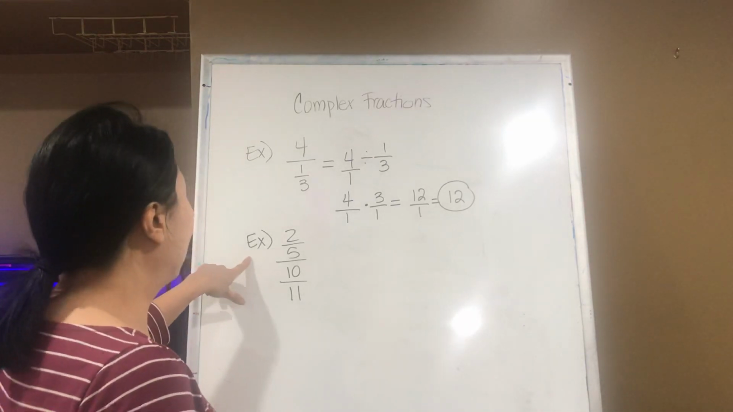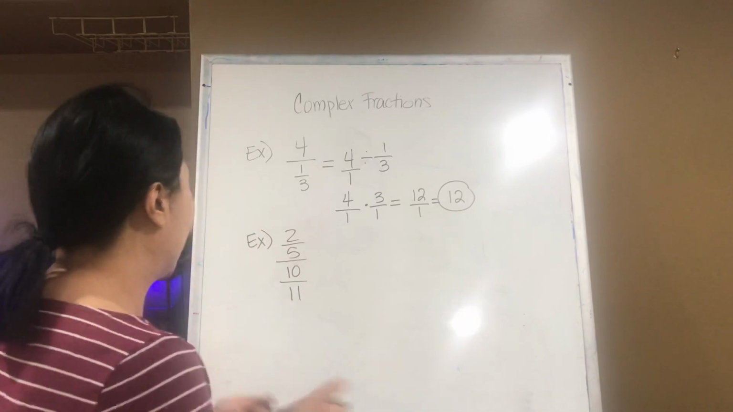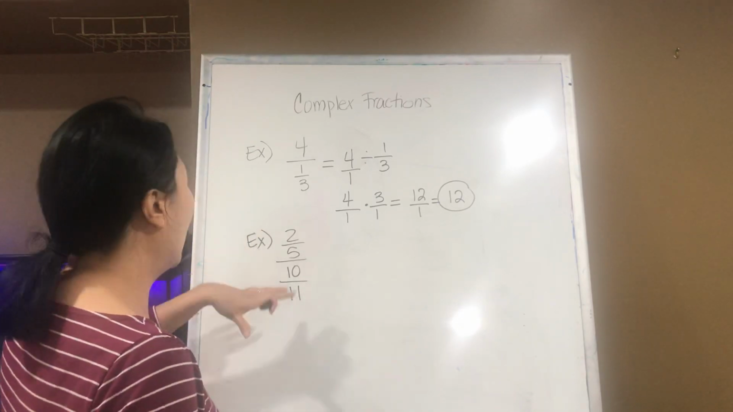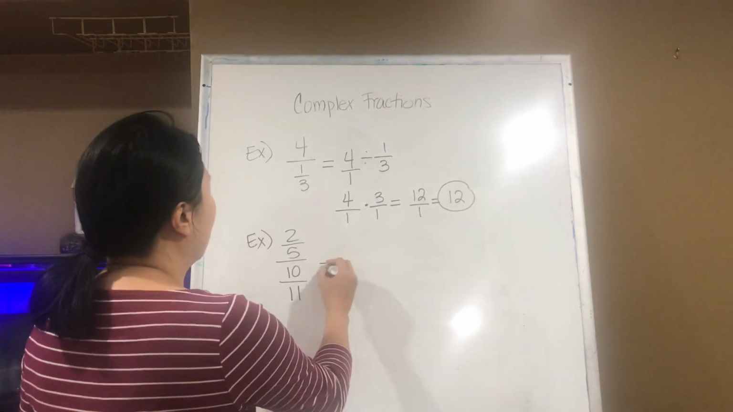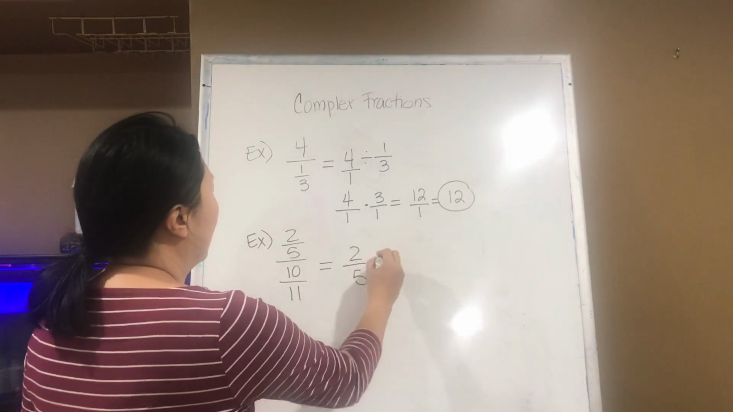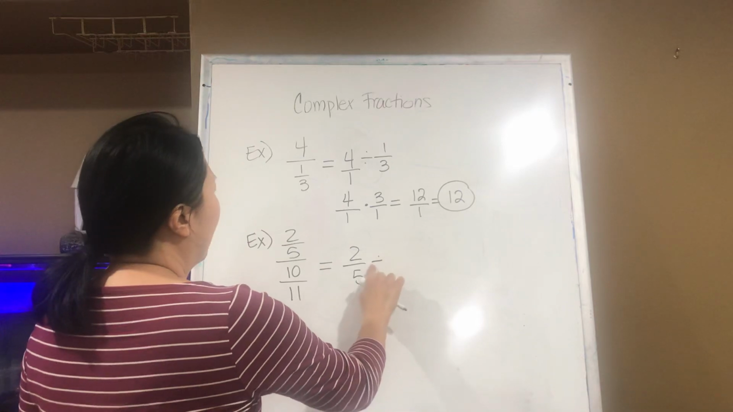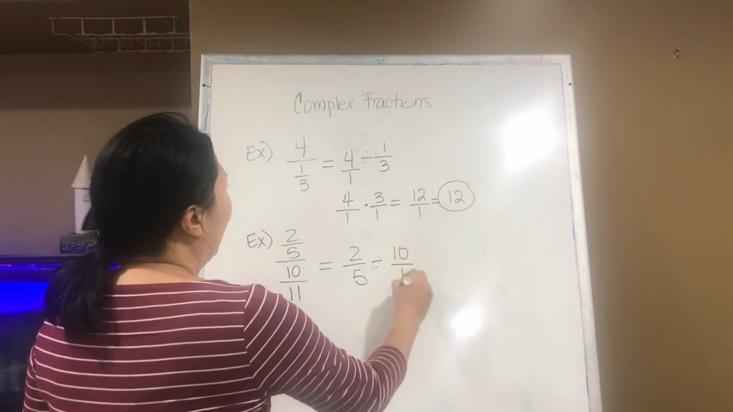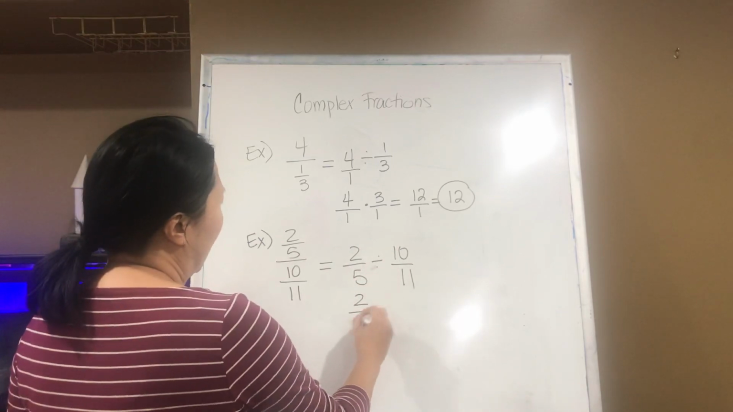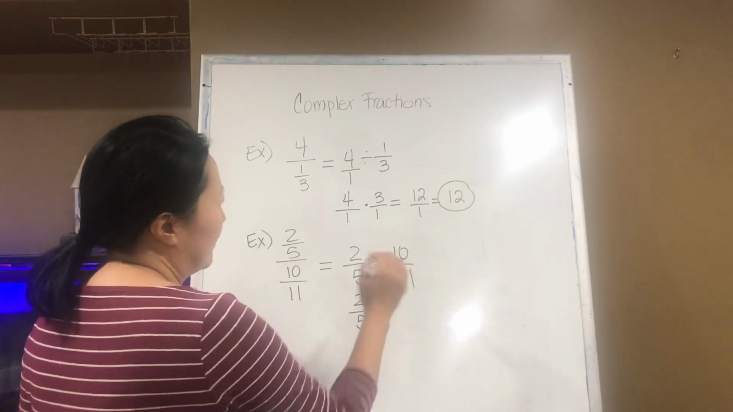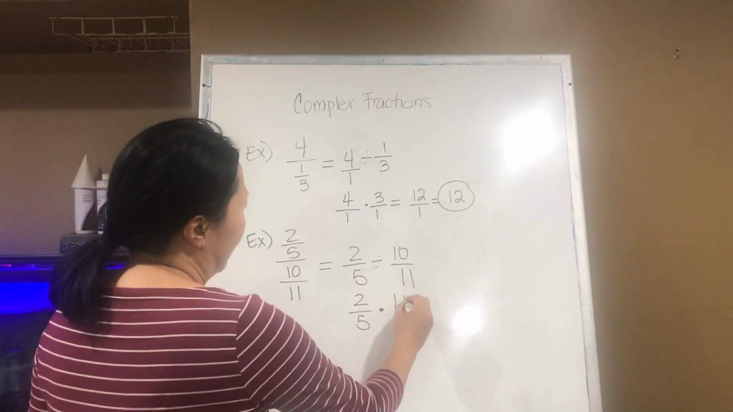For our second example, it's 2/5 divided by 10 over 11, and one of the lines might not necessarily be longer than the other, but you know that since there are two fractions, it's 2/5 divided by 10 over 11. And then of course, like we did before, we would rewrite it into a multiplication problem. So 2/5 times the reciprocal, or 11 over 10.